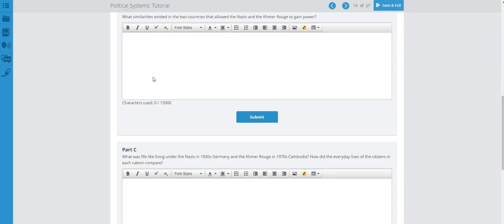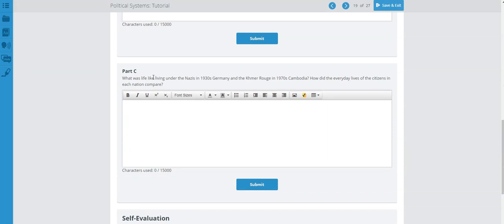The last part of this activity is part C. What was life under the Nazis in 1930s Germany and the Khmer Rouge in 1970s Cambodia? How did the everyday lives of the citizens of each nation compare? Again, you have to go back and review the tutorial as well as the links that have been given to you in this particular activity. You need to talk about how the Nazis in Germany and the Khmer Rouge in Cambodia treated people. I can tell you that both of them literally killed many people. If anybody talked about them, those people were basically dead.